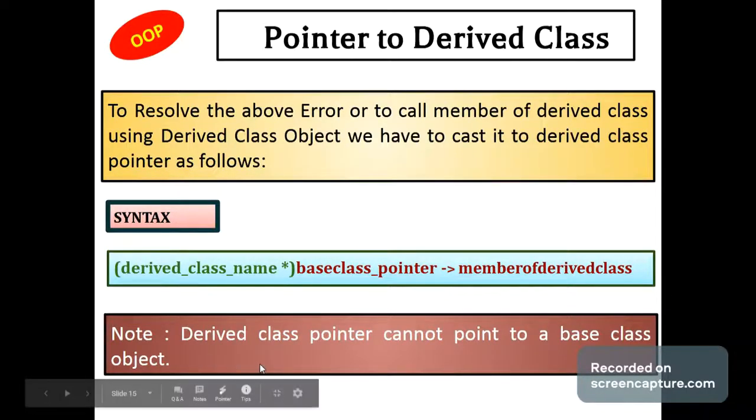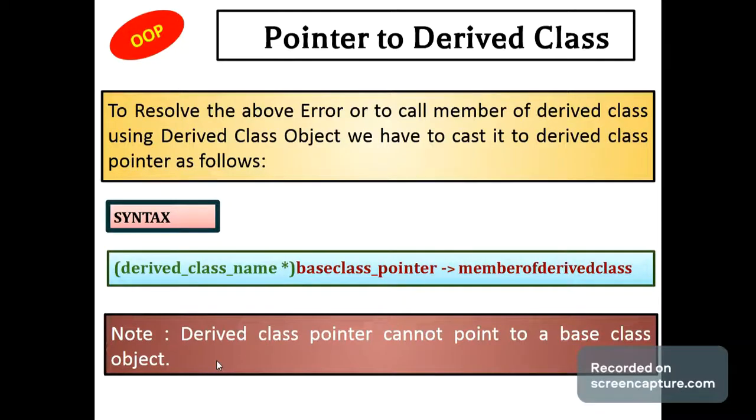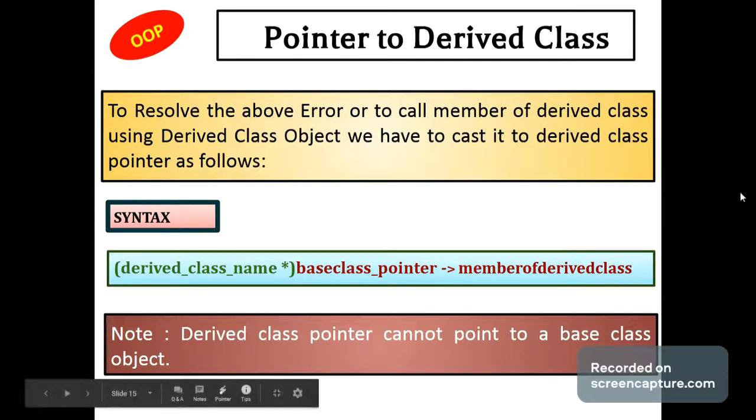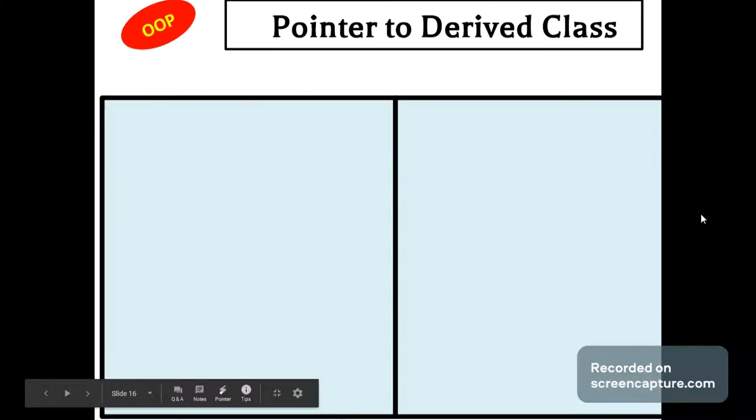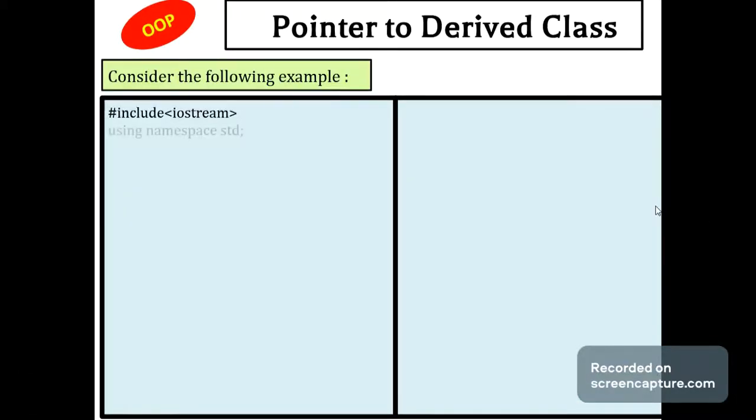So here is another concept: derived class का pointer base class के object को point नहीं कर सकता. ठीक है, base class का pointer derived class को point कर सकता है, लेकिन derived class का pointer base class के object को point नहीं कर सकता. यहाँ पे ये ध्यान रखना है, this gives you an error. So we'll see the example of one which is pointing.